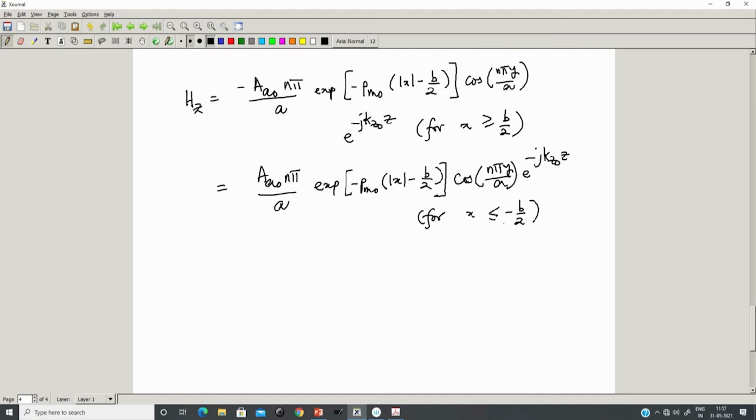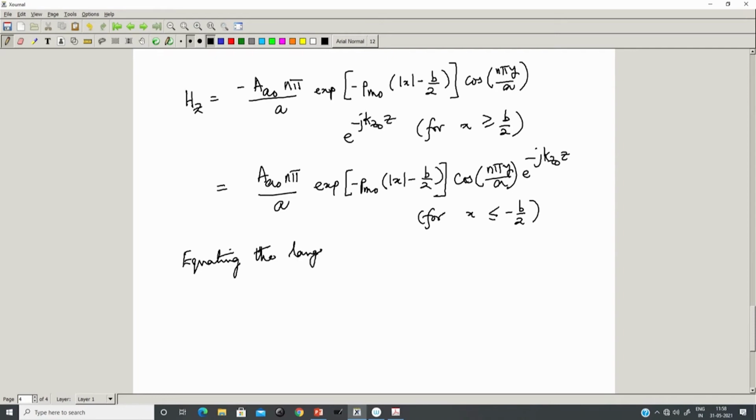So, now equating the tangential magnetic fields at the air dielectric interface, we will obtain the equation which we obtained similar to the previous case for the LSM even mode.